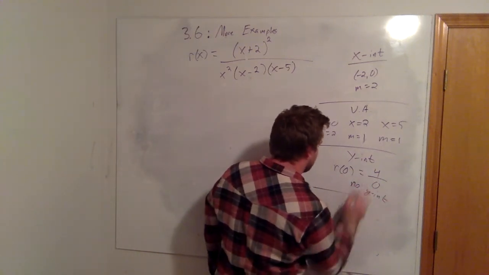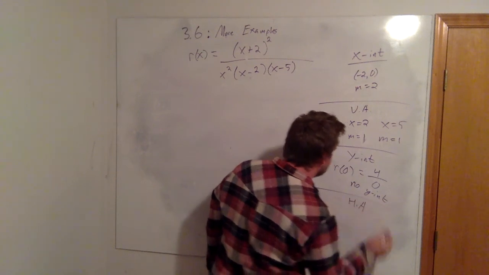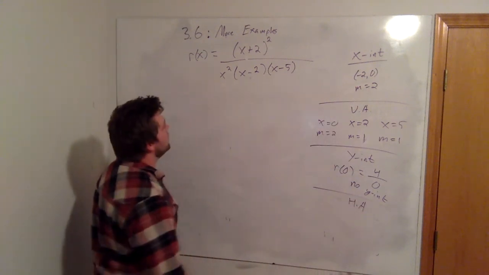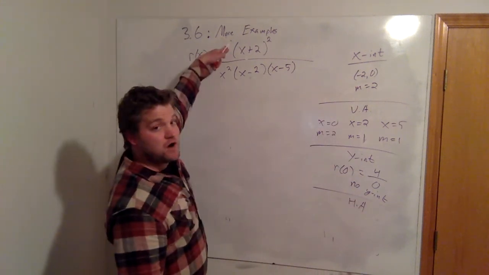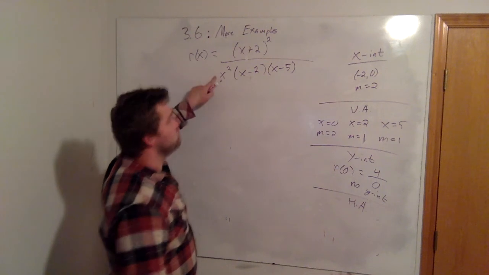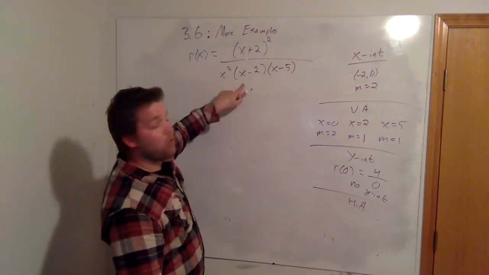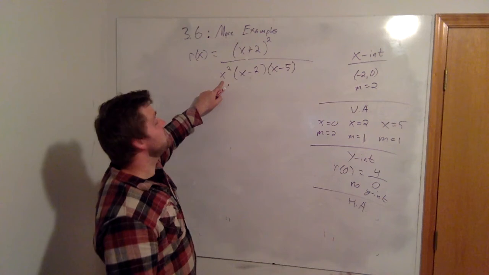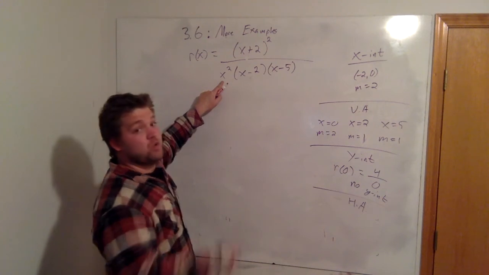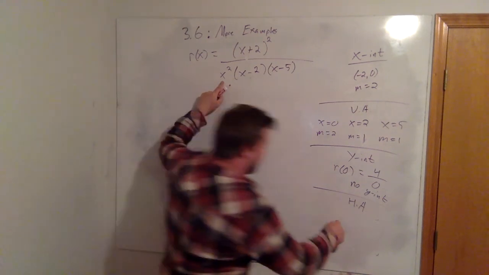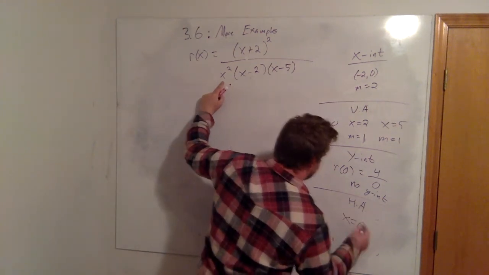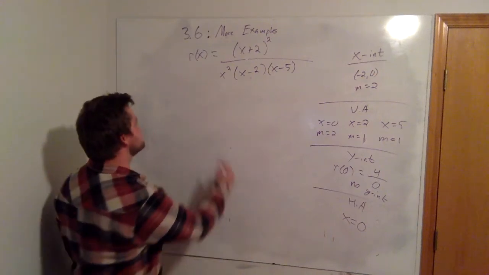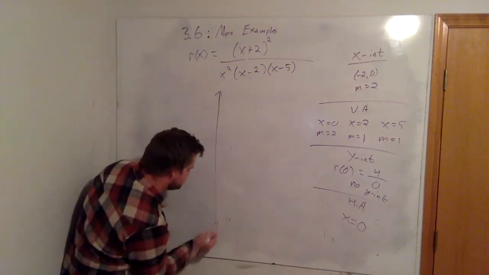Okay, let's also look at our horizontal asymptote. I have a degree 2 polynomial divided by a degree 1, 2, 3, a degree 4 polynomial. The denominator is winning the war. So in this case, my horizontal asymptote will be the x-axis, so y equals 0. The denominator is winning the war. Okay, let's sketch this.